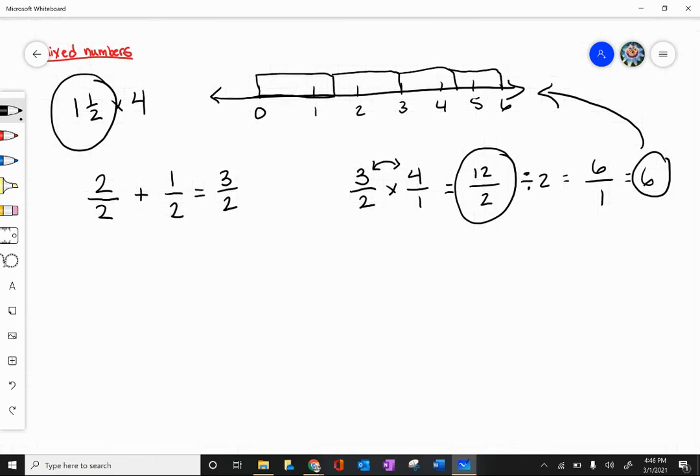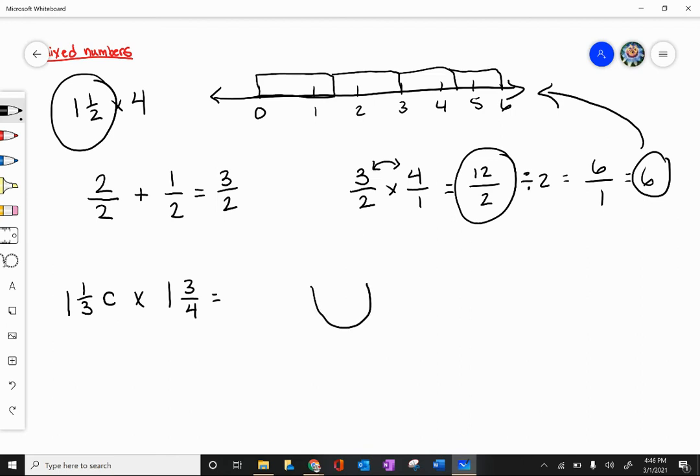All right, one last scenario I wanted to cover is, let's say you're eating cereal and the serving size is 1 1/3 cups, and you ate 1 3/4 servings. How many cups did you eat? So this is still groups and amount in each group.